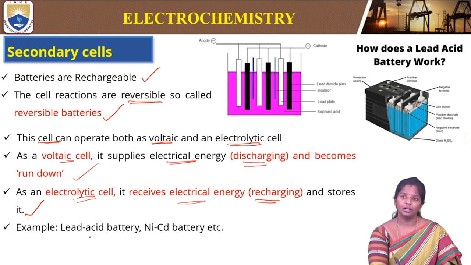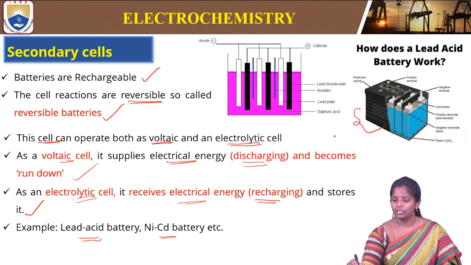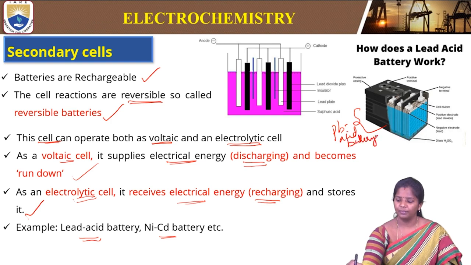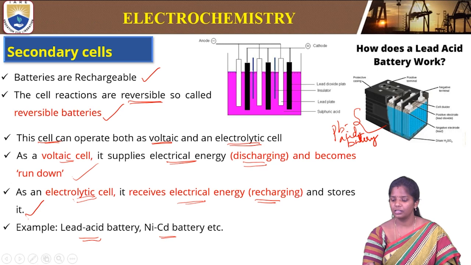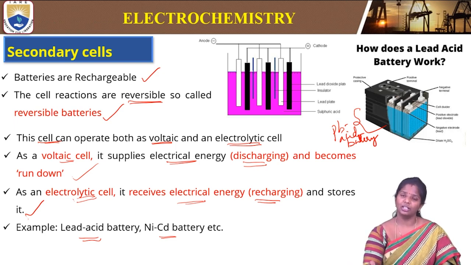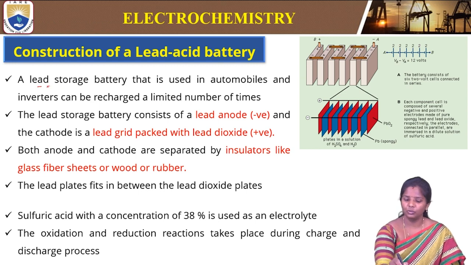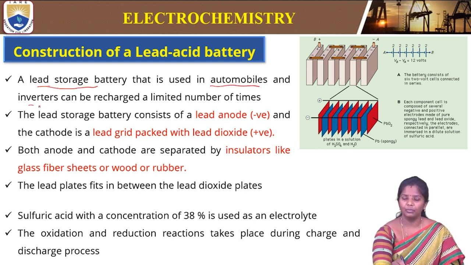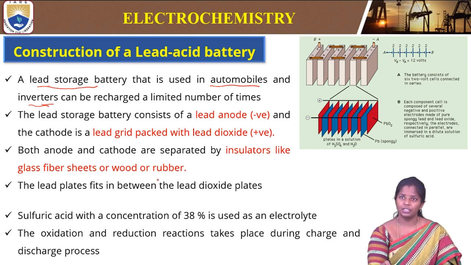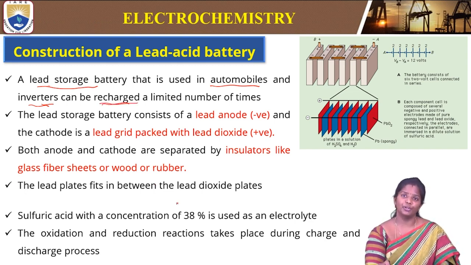Some of the examples are lead acid battery and nickel cadmium battery. As we see from this diagram, this is a lead acid battery that is mostly used for our automobiles. This is a bigger battery with lead acid cells that are connected in series. We will see in detail how the construction and working takes place. So this is the construction of a lead acid battery. It is mostly used in automobiles and inverters for UPS connections, and they can be recharged for a limited number of times.